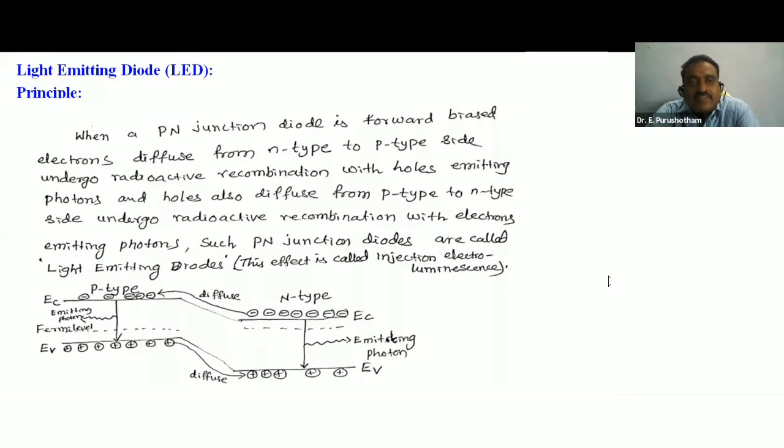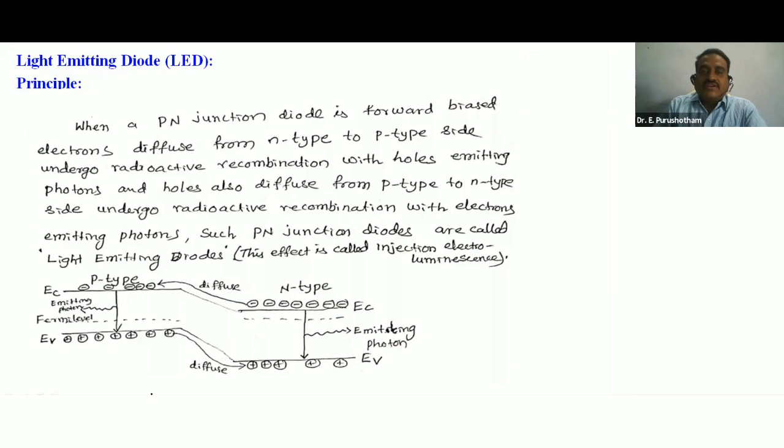What is the working principle of a light emitting diode? On the screen you can observe the principle of the light emitting diode. You observe here when the PN junction diode is in forward biased.